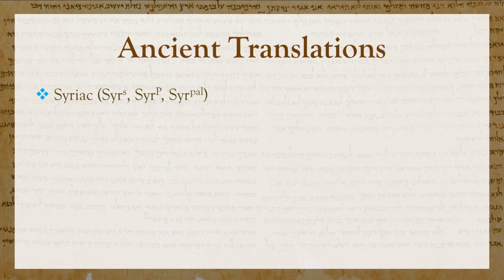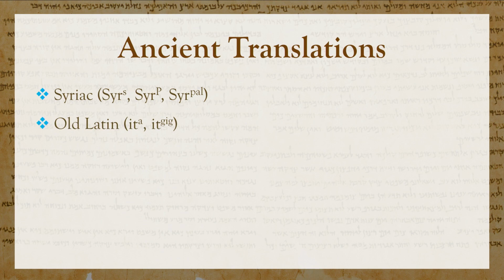Syriac with the superscript S refers to a manuscript that was found by the same twins, these Scottish ladies who found the Cairo Geniza and brought Solomon Schechter to it. They also were the ones who found this Syriac New Testament. Syr with superscript P is the Peshitta. We have about 350 manuscripts of them. And then Syriac with superscript pal is the Palestinian Syriac.